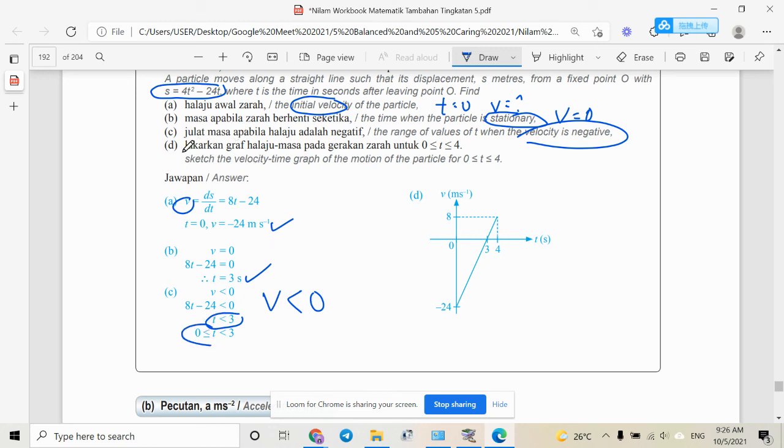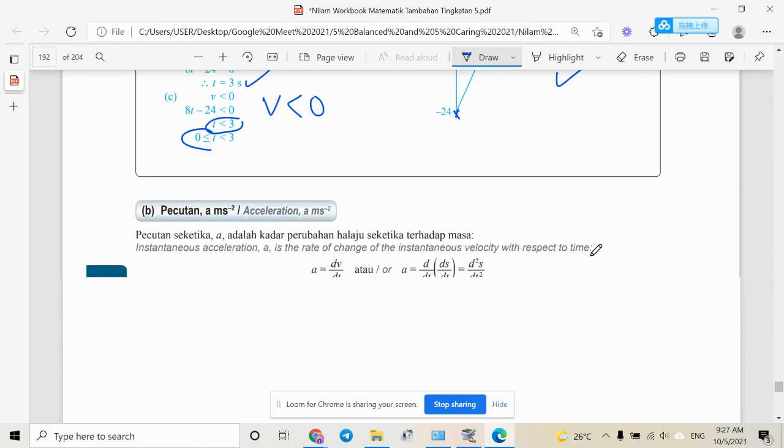Minimum value is 0. Question D, sketch the velocity time graph for the movement 0 until 4. So velocity graph is a linear equation. So you simply find two coordinates and draw it. 0 to 4. You can go to find v. At t equals 0, what is the v value? t equals 4, what is the v value? Connect it. Then this is the graph that you want.